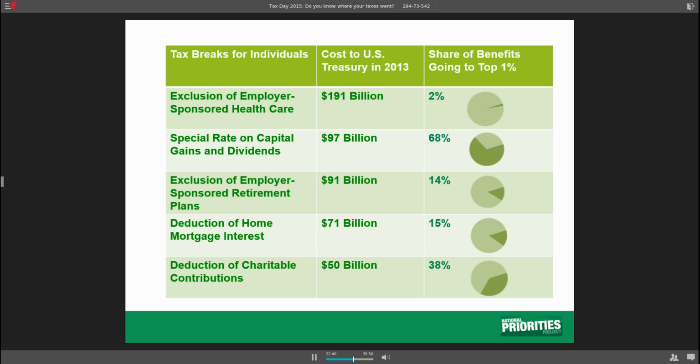So if you have an employer who provides you health care, that employer gets a tax break. We still say it's a tax break to individuals because it's assumed that that benefit really comes to you in the form of your employer deciding to give you health care. The cost to the US Treasury of this tax break is $191 billion in 2013, and only 2% of it goes to the top 1%. Now, that's still more than 1% of it going to the top 1%, but it's not quite as bad as the others, as you can easily see.